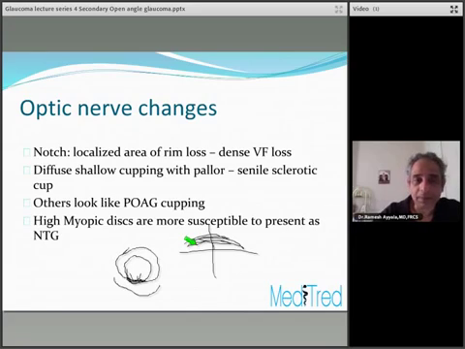A diffuse shallow cupping with pallor. This we all know. We did see some examples of this in the previous lecture, and I'll try and show you some. They have a large cup, and it's almost like a saucerized optic nerve head with loss of rim and shallow cupping. And some of these patients can look like diffuse cupping from primary open-angle glaucoma, where the cupping is much deeper. And remember, the high myopic discs are more susceptible to present as normal tension glaucoma.